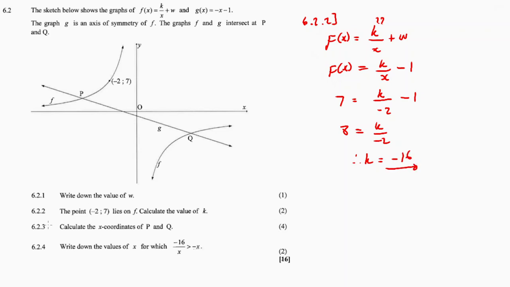Now back to 6.2.3, calculate the x coordinates of P and Q. Remember what they said at the beginning in the statement, the P and the Q are my points of intersection. So we need to solve f and g simultaneously.